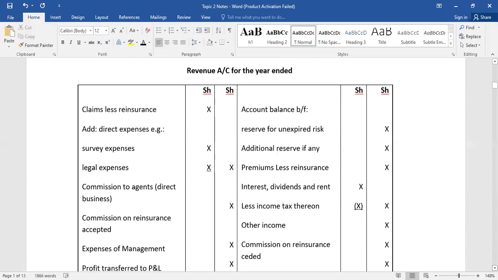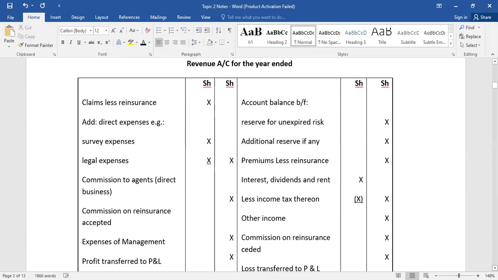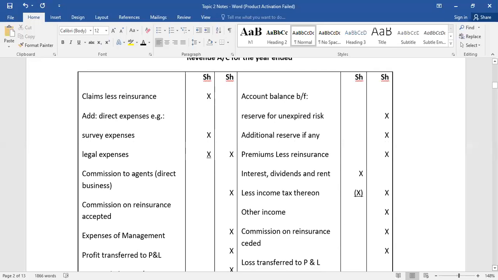So we are here. This is the format of the revenue account. And you can see in the format of the revenue account, on the credit side, we have our balance brought forward. We have the provision for the unexpired risk. We have the premiums. We less the reinsurance. And we said reinsurance is the value that the business at times will use to cushion itself against any occurrences.